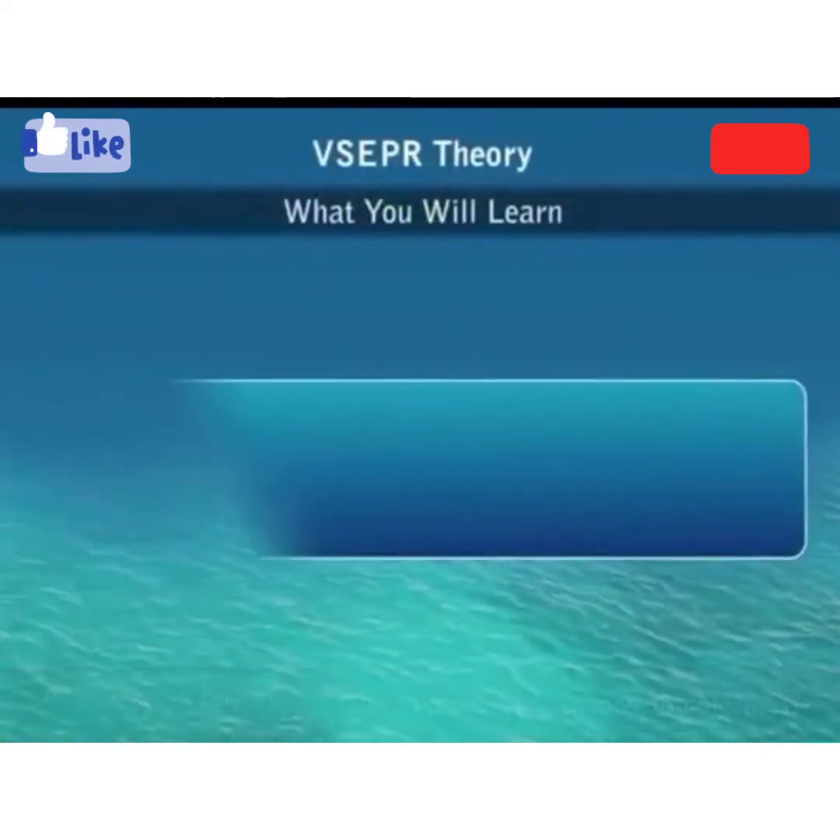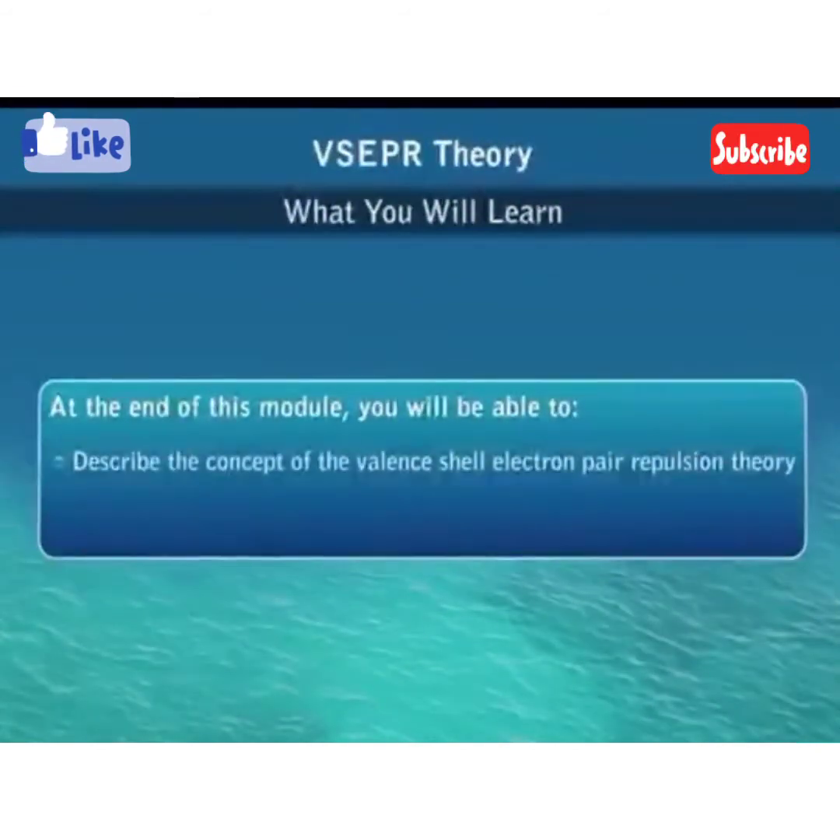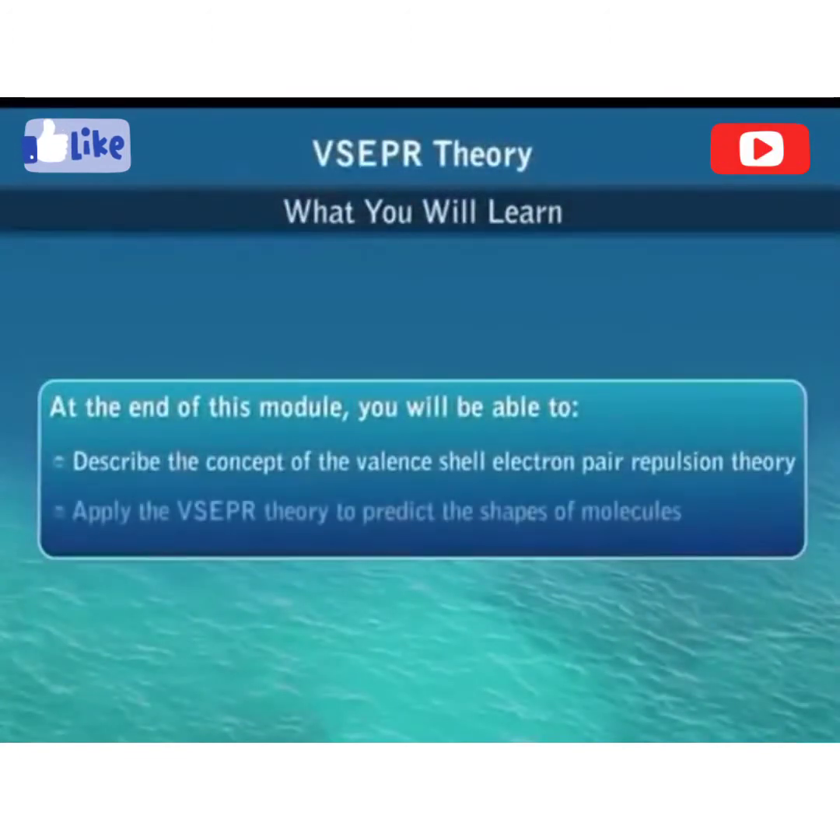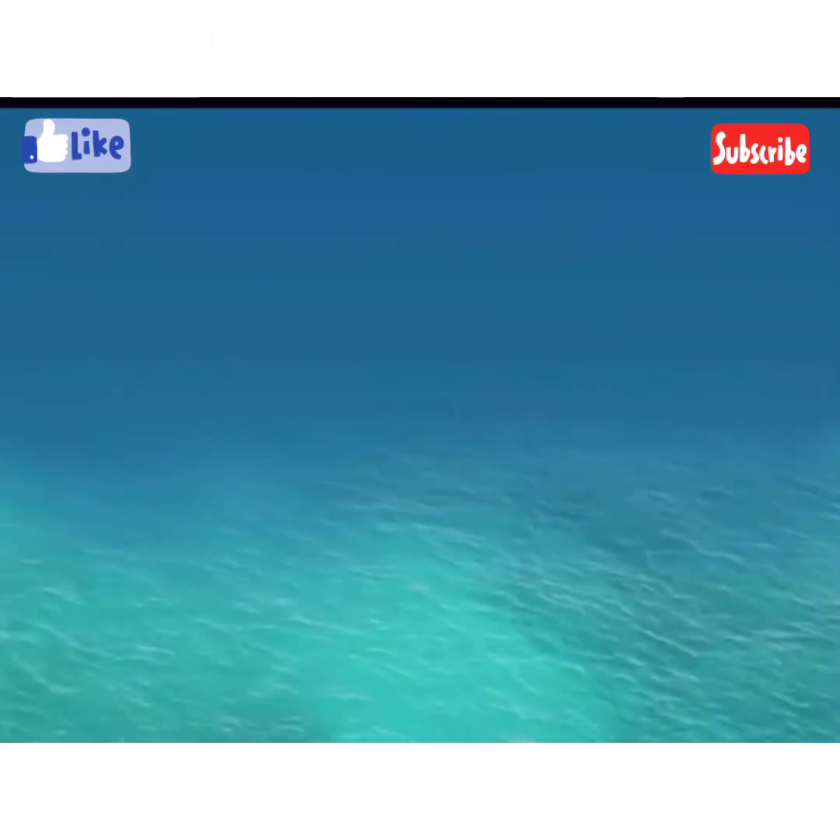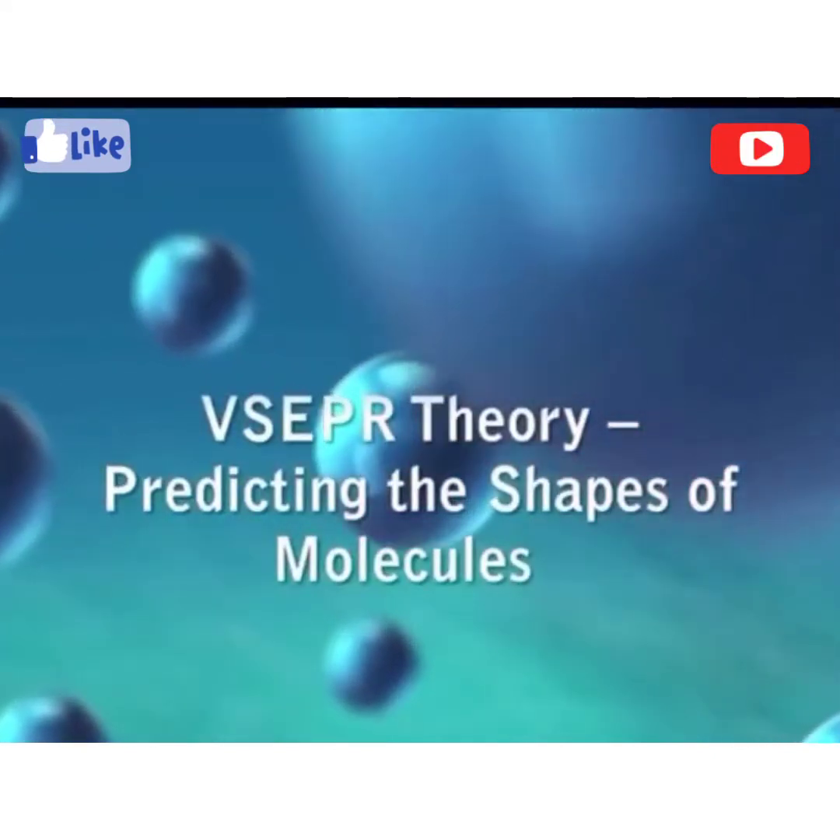What you will learn. At the end of this module, you will be able to describe the concept of the valence shell electron pair repulsion theory and apply the VSEPR theory to predict the shapes of molecules. VSEPR theory: predicting the shapes of molecules.